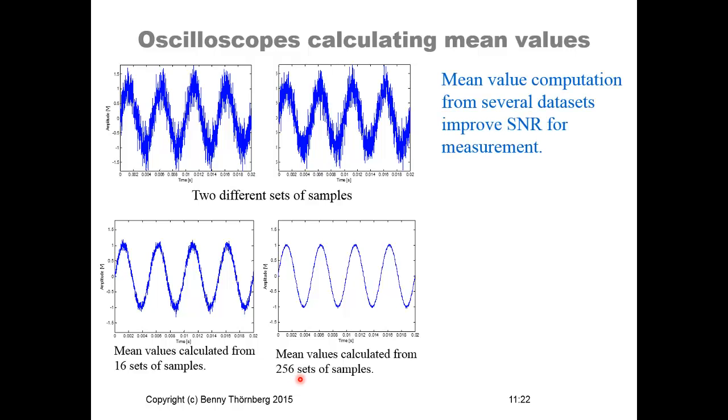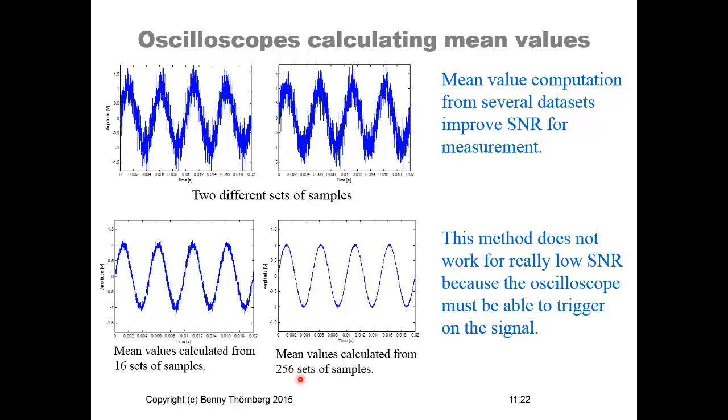So the mean value computation from several data sets is used here to improve the signal to noise ratio for the measurement. And it is for the measurement, I should emphasize this, that you cannot this way use mean value computation in the instrument to actually improve the signal to noise ratio for the signal, but you can improve it for the measurement by visualizing only the signal without the noise.